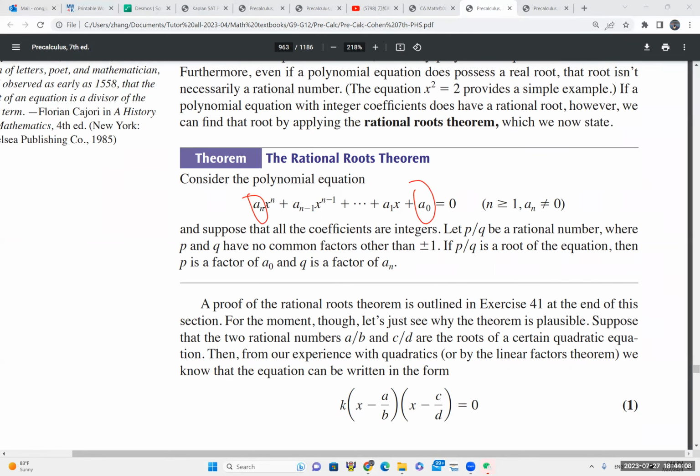That being said, these rational roots are tightly related to the leading coefficient and the constant, right? So this is an important theorem in order to find the rational roots. When you find some roots, you can reduce the degree of the polynomial, right?